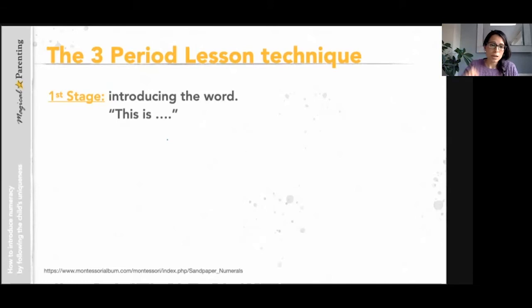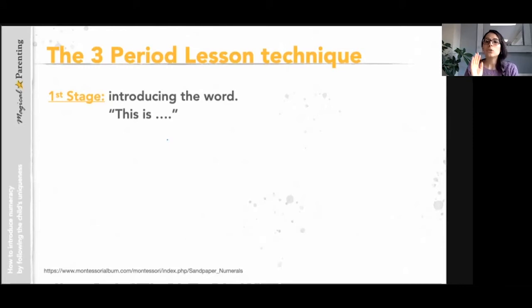So the 3-period lesson technique is divided in 3 stages. The first stage is about introducing the word. An important thing is that the 3 stages not necessarily need to be introduced the same day or in the same moment, because sometimes children can be good at the first and the second stage, but they're not ready for the third, and we don't want to force it because we don't want them to feel, I don't understand it, I'm stupid, I cannot get it. So we just use maybe the first and the second stage. And again, you observe and you will see if you have to introduce the third stage.